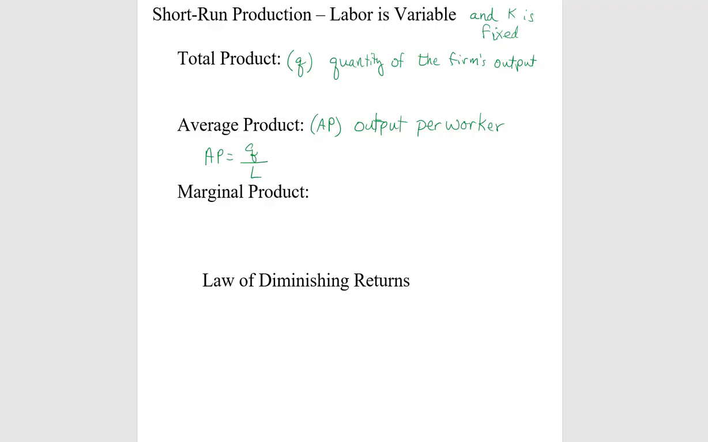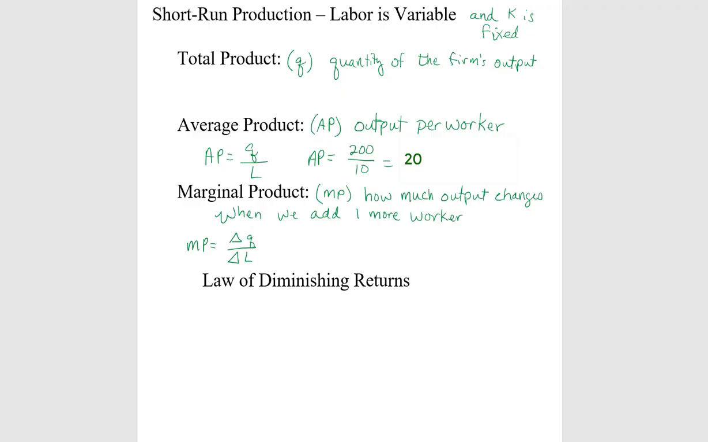The average product is the output per worker. So we just define that as AP equals Q divided by L, where Q is the quantity of output and L is the number of workers. So suppose, for example, we have Hungry Helen's Cookie Factory, and they turn out 200 dozen cookies in a day, and there are 10 workers producing those cookies. That means the typical worker, the average worker, made 20 dozen cookies for the day. The marginal product is how much output changes when we add one more worker.